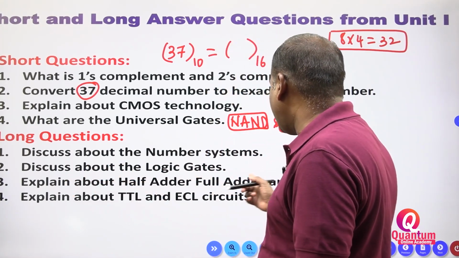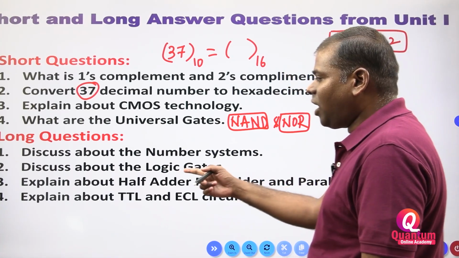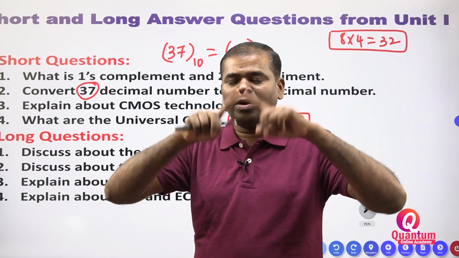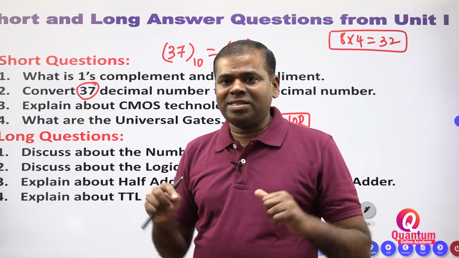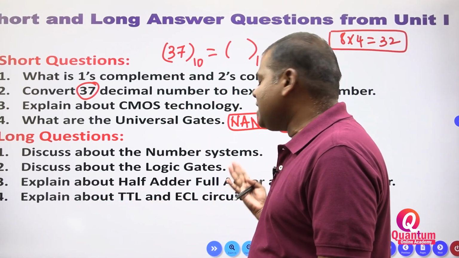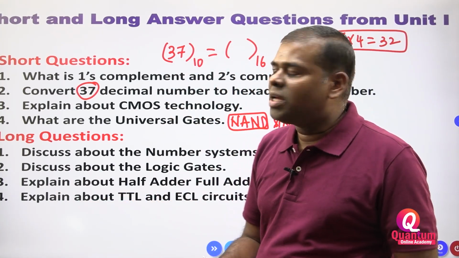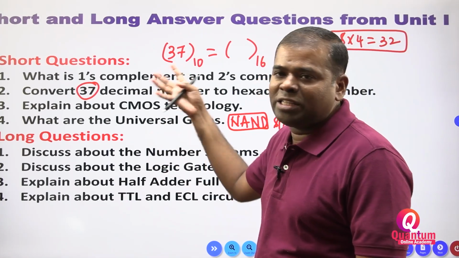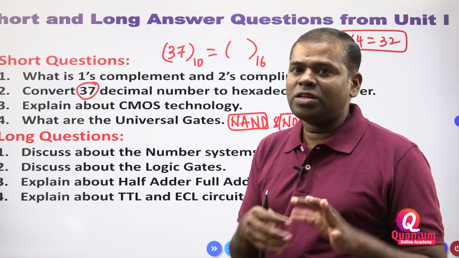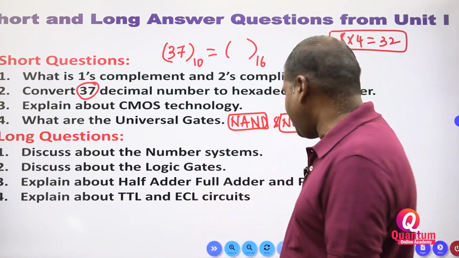Explain the half adder, full adder and parallel adder. For these, you have to construct the diagram, draw the truth table, and draw the logic circuit also. Explain the TTL and ECL logic circuits. So these 4 long questions and 4 short questions you have to read from unit number 1.